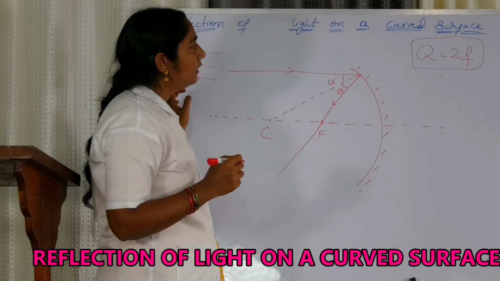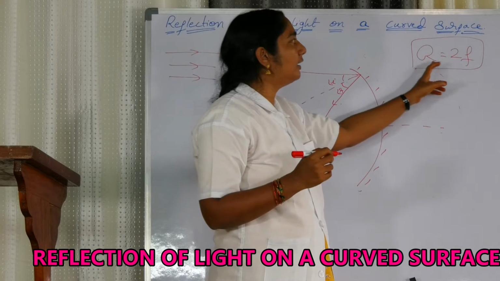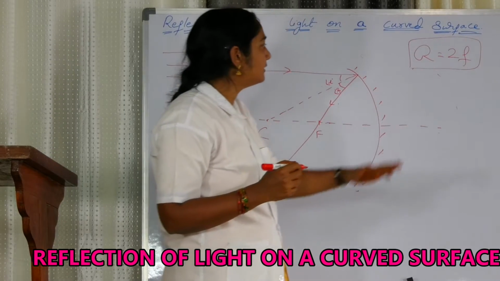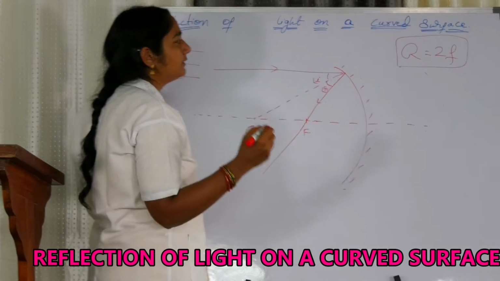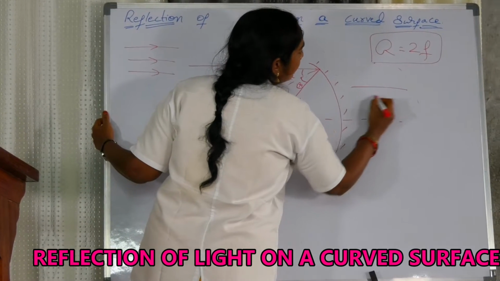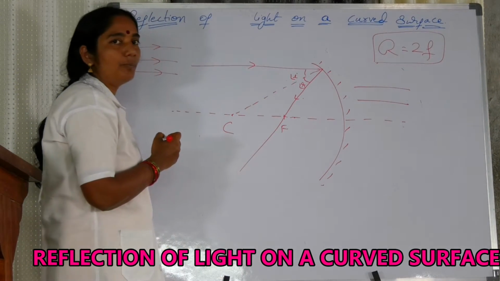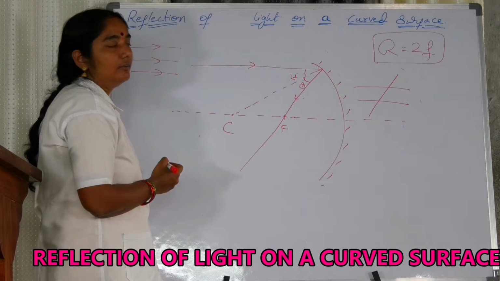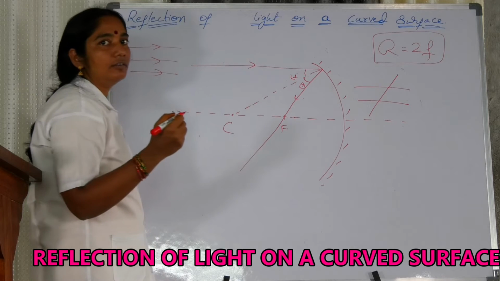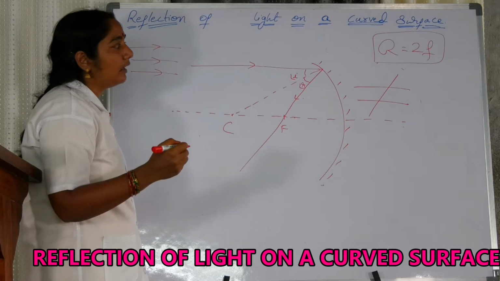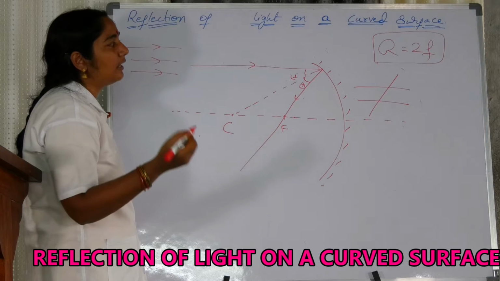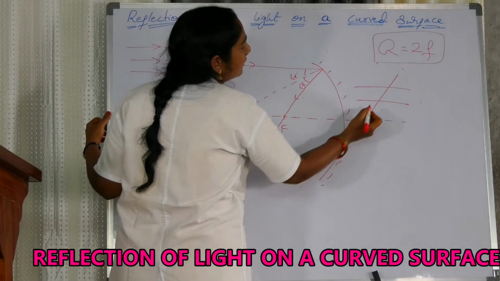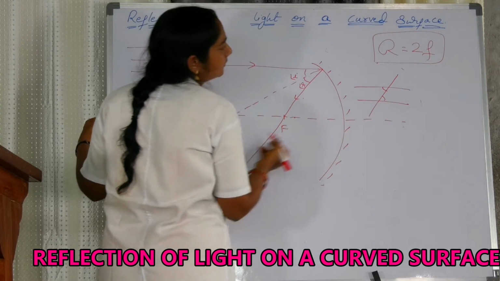Okay, friends, now again we are seeing the relation between R and F, that is, the radius of curvature and the focal length. R is equal to 2F. How is it? Let us see. In this case, I request all the students to please understand a small concept. These are two parallel lines, and this is a transversal. When this is a transversal, alternate angles are equal, and corresponding angles are equal. Alternate angles are equal means this angle is equal to this angle.